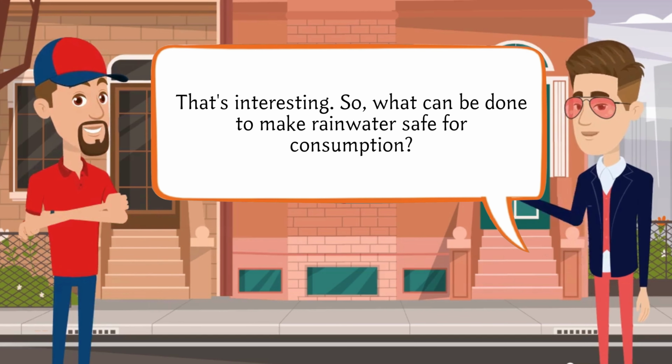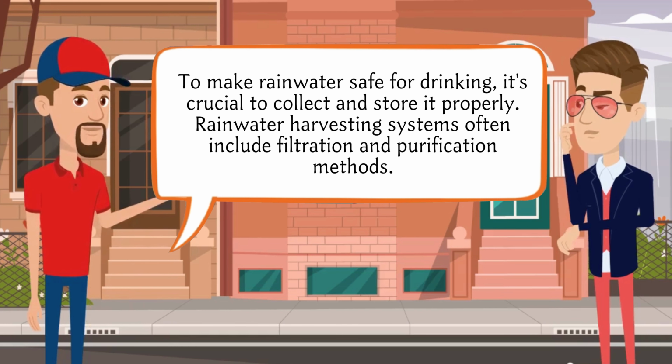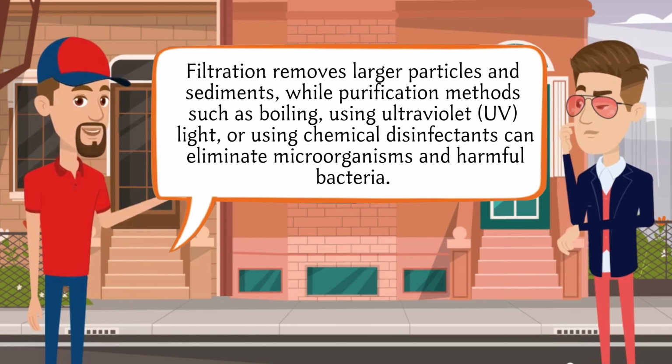That's interesting. So, what can be done to make rainwater safe for consumption? To make rainwater safe for drinking, it's crucial to collect and store it properly. Rainwater harvesting systems often include filtration and purification methods. Filtration removes larger particles and sediments, while purification methods such as boiling, using ultraviolet (UV) light, or using chemical disinfectants can eliminate microorganisms and harmful bacteria.